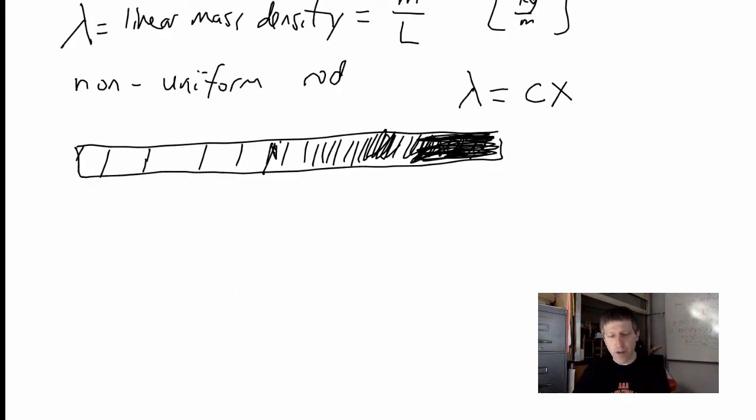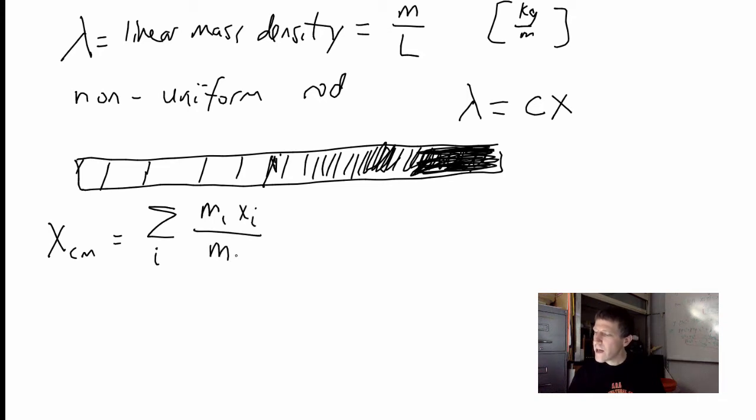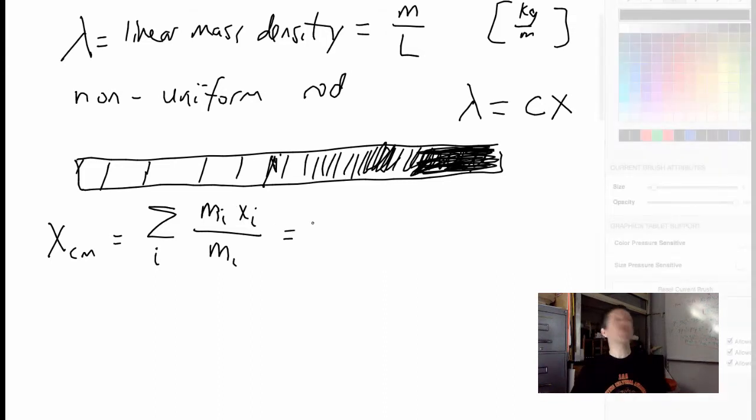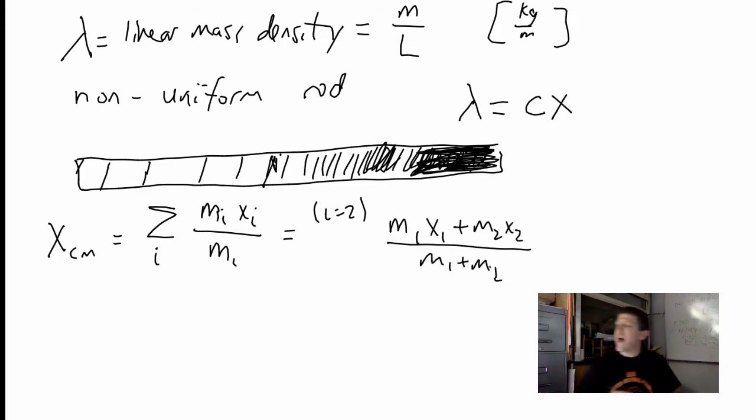How are we going to figure out the center of mass? What I want to remind you first is, if you have discrete particles, meaning particles that are just separate, XCM is equal to the sum over all i of m_i x_i over the sum of m_i. Now, what the heck does that mean? If i is just a counter for i equals 2, this would be m1 x1 plus m2 x2 over m1 plus m2. That's all that means. This is just one example with i being 2.